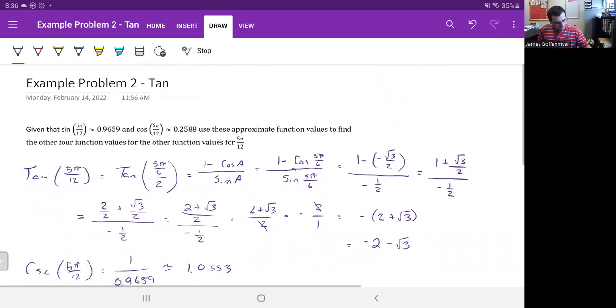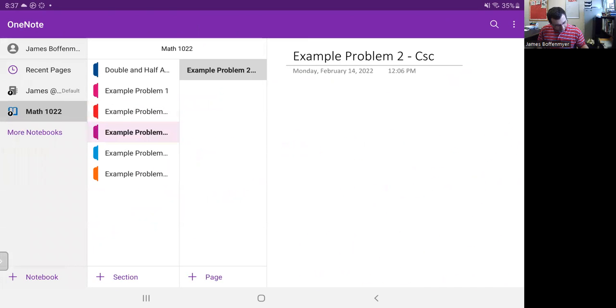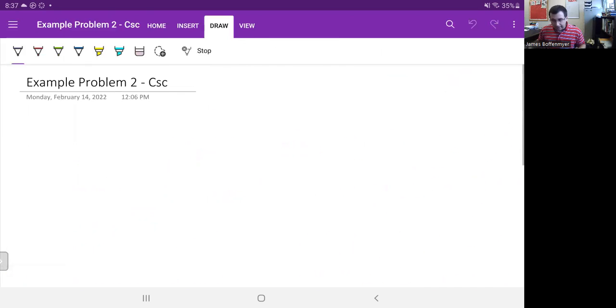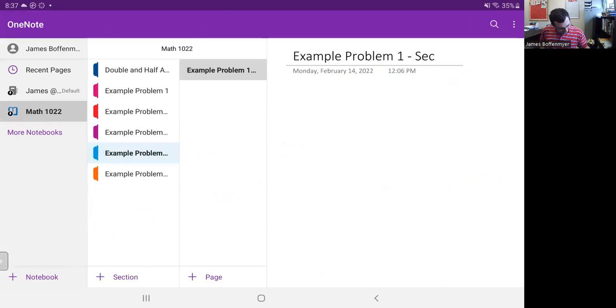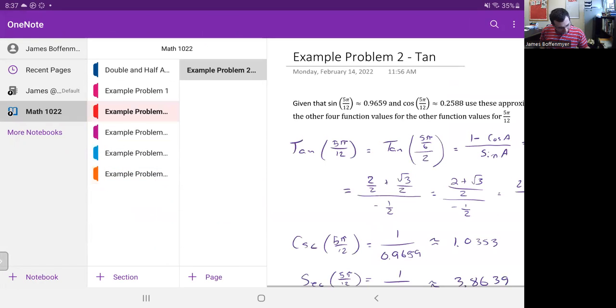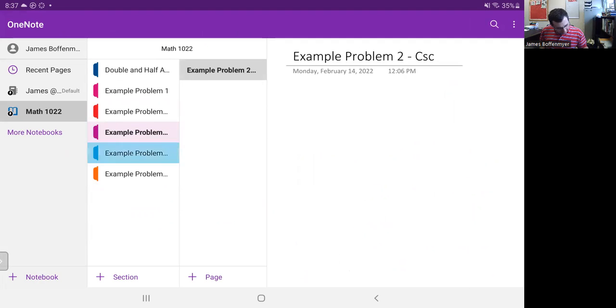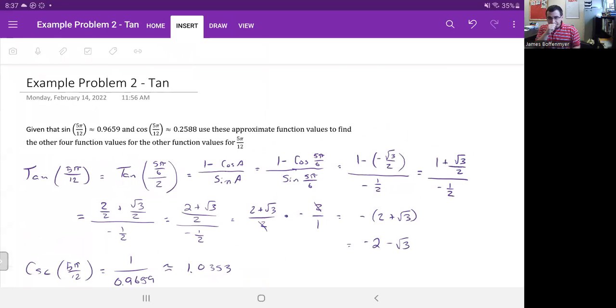So let's take a look at another problem. Oh, actually I did them all. Oops. I had it broken up like that: the tangent, this was going to be the cosecant, this one was the secant, and this one was the cotangent. I did all the problems actually on one page, which is right here.